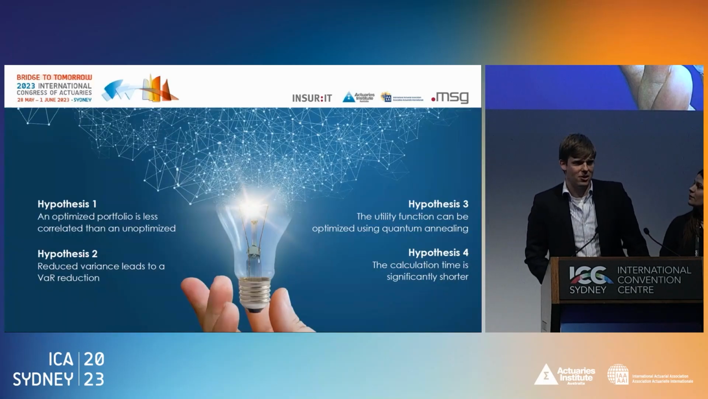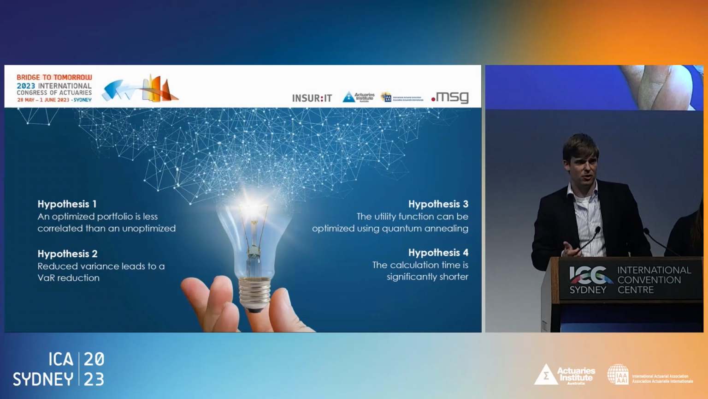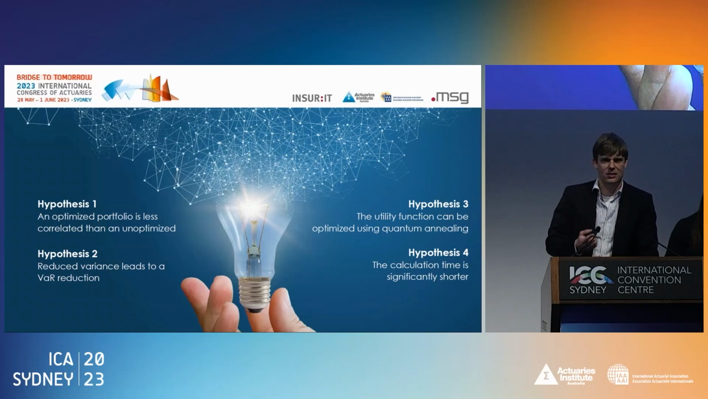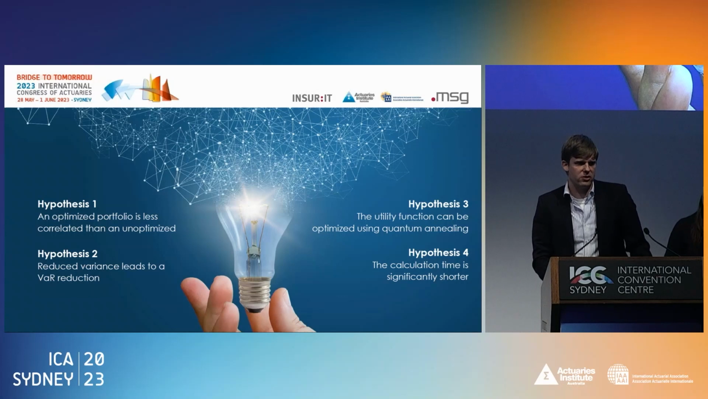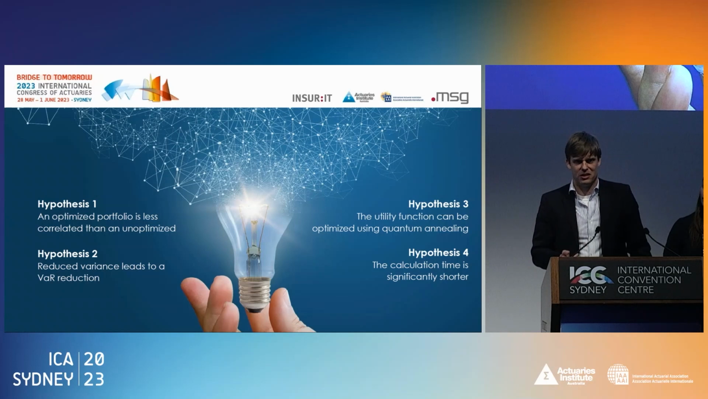But as long as we're here at an actual congress, let's start with some hypotheses. Hypothesis number one: an optimized portfolio is less correlated than an unoptimized one. The second one, which is important as we're using portfolio theory: we want to use the variance, but as we are more interested in the tail risk, we assume reduced variance leads to a reduced value at risk.